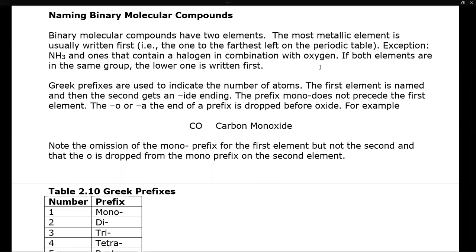A good indication you've got an ionic compound is you see a metal, or sometimes you see more than one, or even more than two nonmetals. If you see more than two, that's not going to be binary molecular because binary means two.